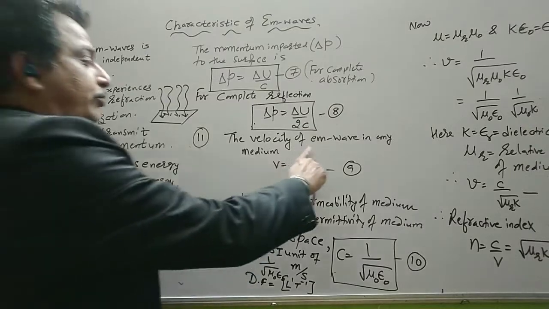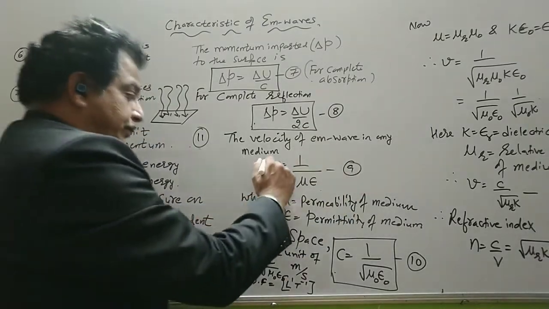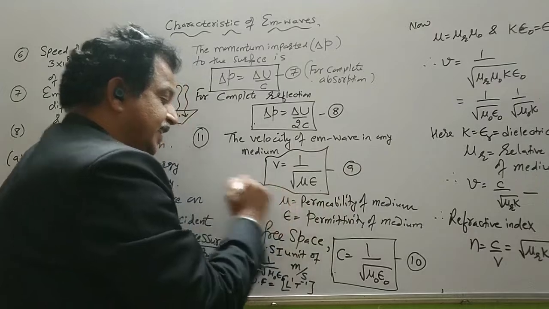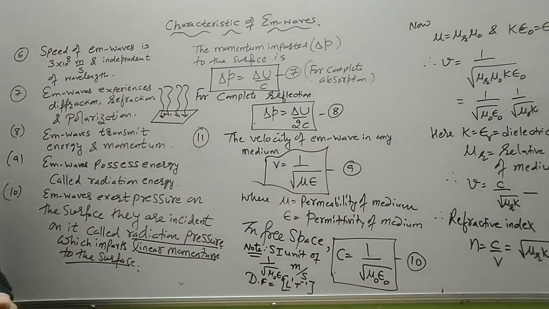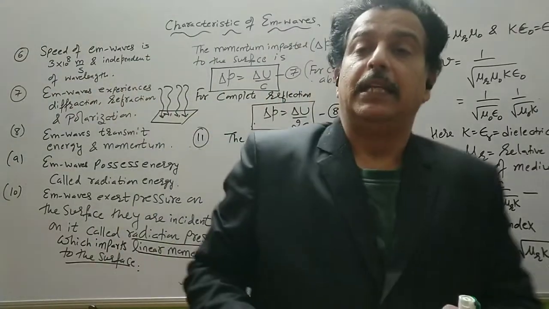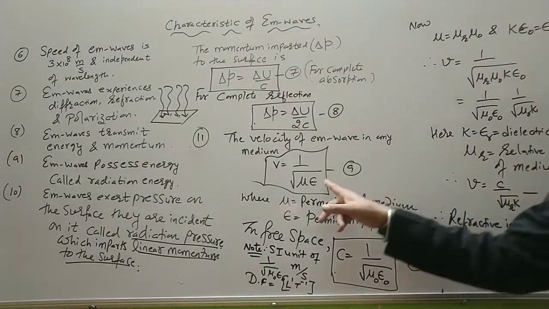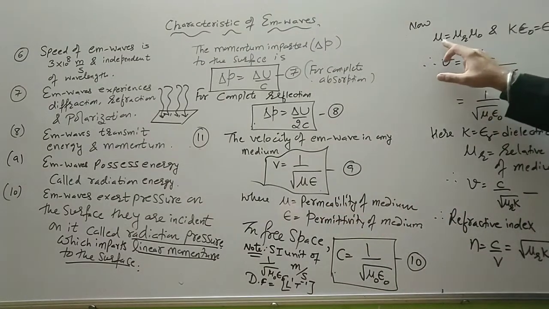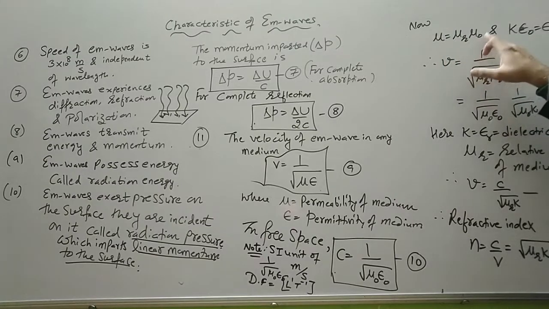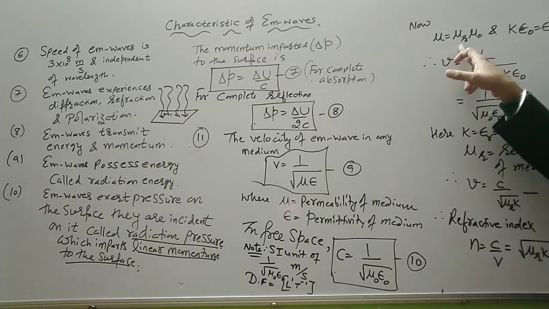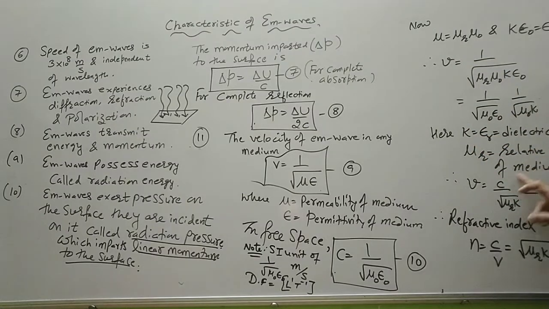Now the velocity of EM waves in any medium: if the medium changes, the permeability and the permittivity of the medium will change. So the speed of electromagnetic wave will change if the medium is changed. That is the relation. Now we know that the permeability of any medium is equal to mu r times mu naught, where mu r is the relative permeability of the medium. And the permittivity is the dielectric constant multiplied by epsilon naught.